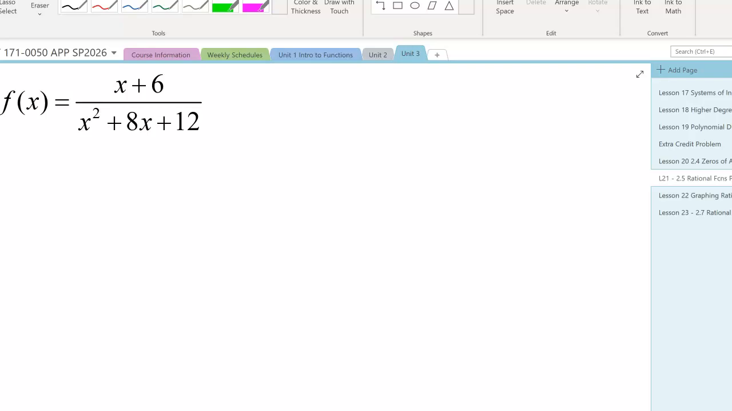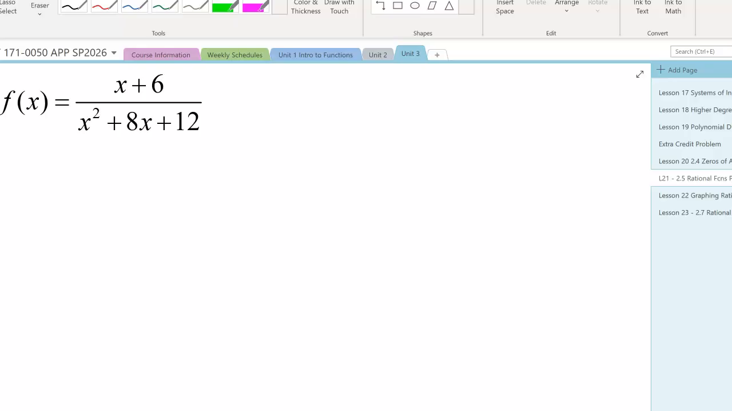In this video, we will use this function f of x equals (x plus 6) divided by (x squared plus 8x plus 12) to find the domain and any x and y intercepts. So first we'll find the domain.